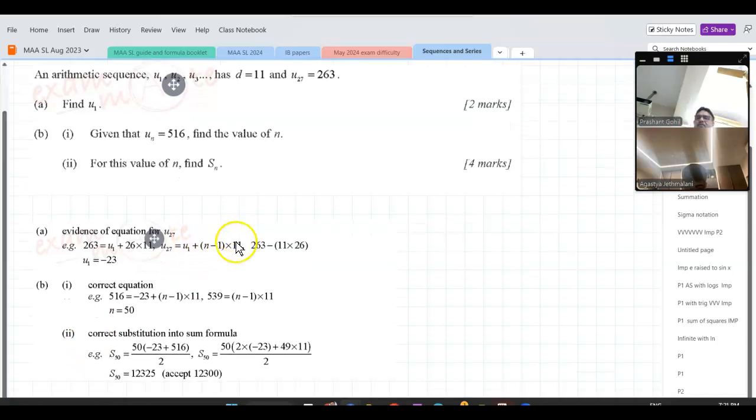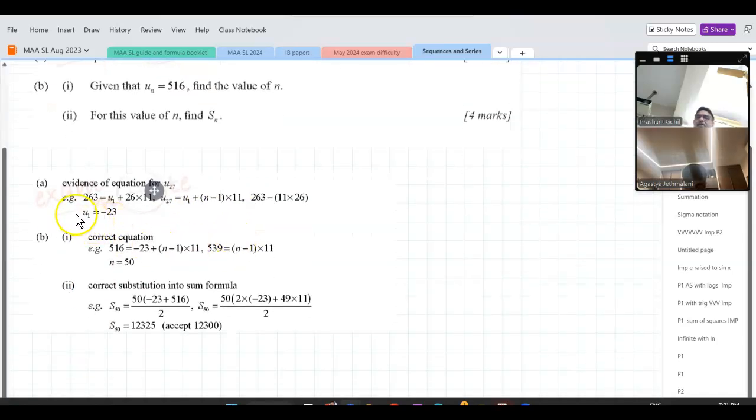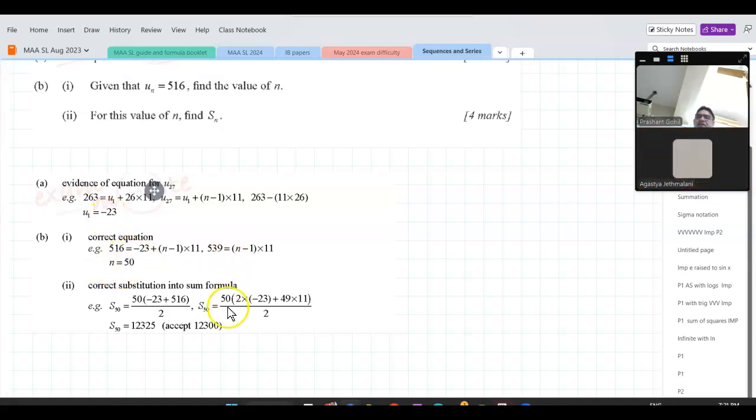Okay, so this one you did perfectly well. So I'm just putting the answer here for your reference. So U1 is equal to minus 23. n is 50. You apply the formula. And S50 is equal to 12,325.